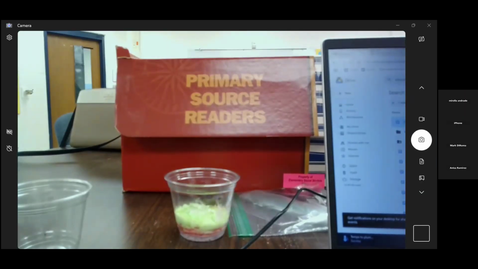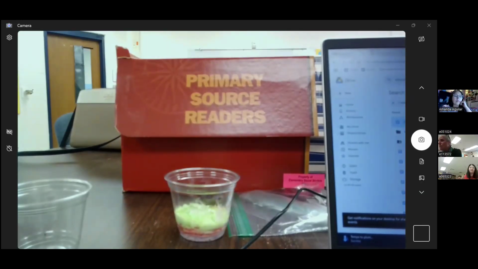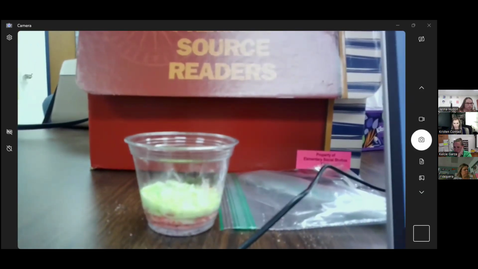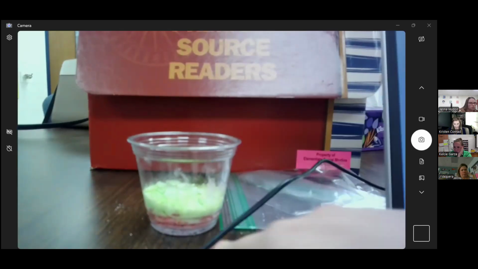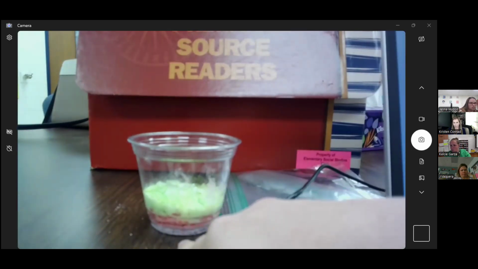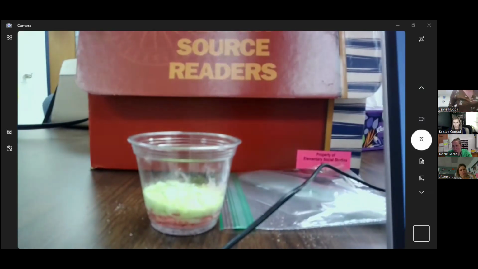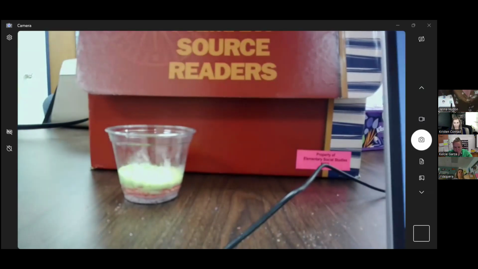So I know you're going to take just a little bit longer than me because you need to crush your Jolly Ranchers. But as you can see, once we get them in layers, we see those distinct layers. And now we will set our heavy items on top.